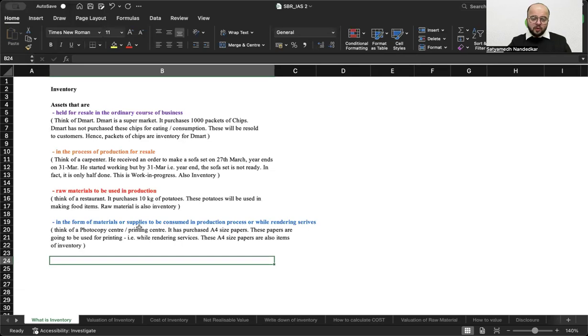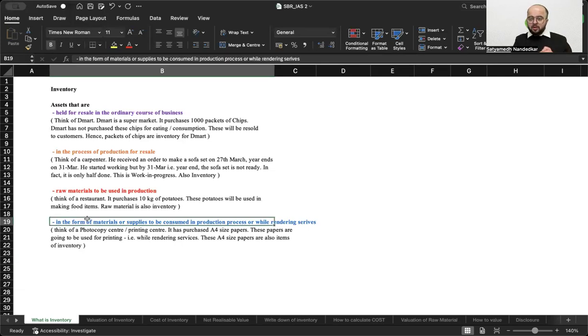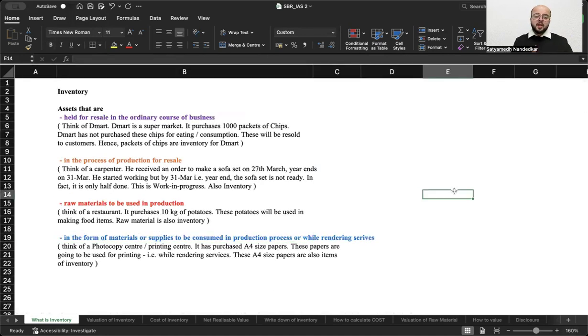Now, IAS 2 Inventory. To get into the depth of this accounting standard, let us first of all understand what all is included in the term inventory. Inventory is basically assets that are held for sale in the ordinary course of business, assets that are in the process of production for resale, raw materials to be used in production, or materials or supplies to be consumed in the production process or while rendering services. Let's dive deeper into each of these categories.